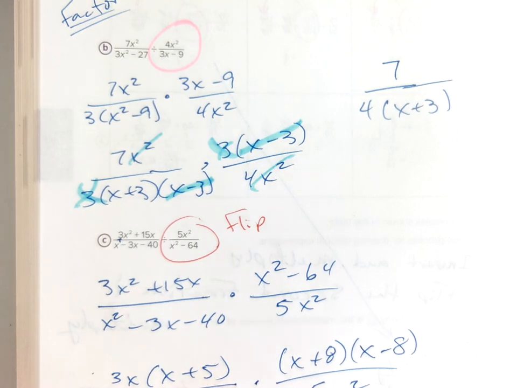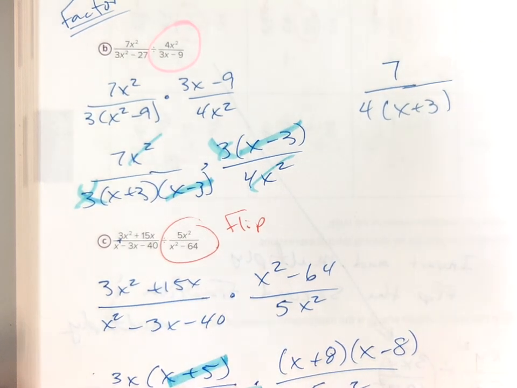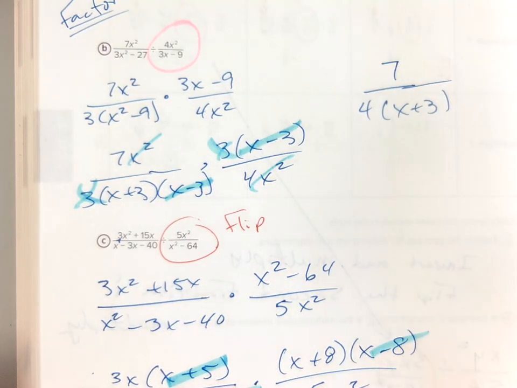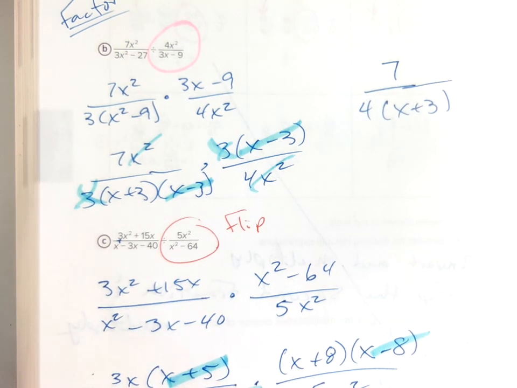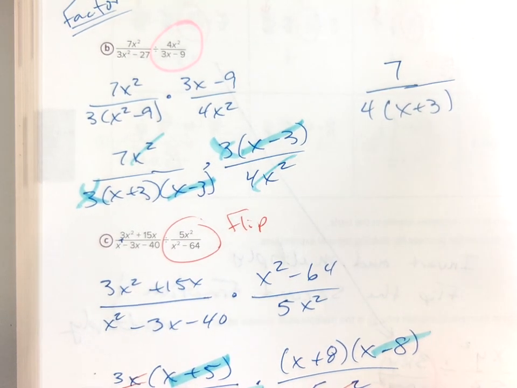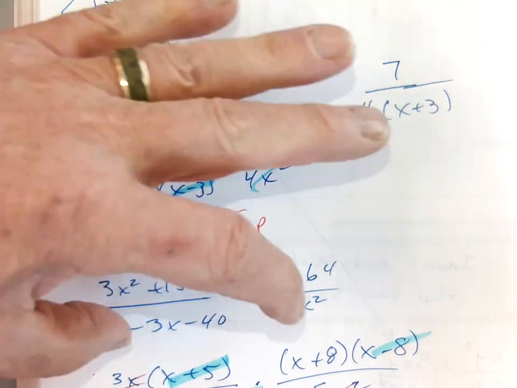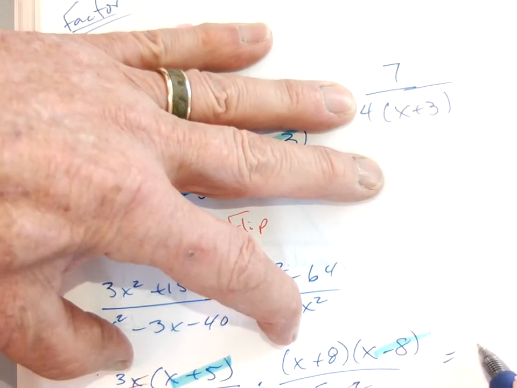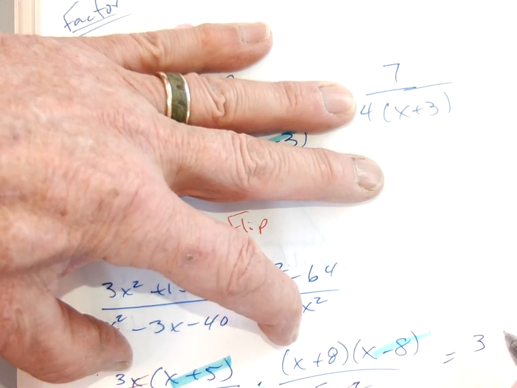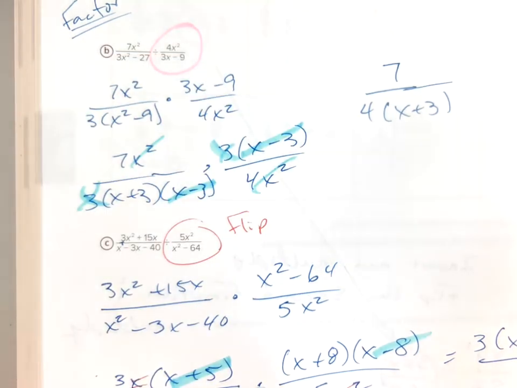Let's see, I can cancel x plus 5. I'm in a hurry, I shouldn't be. Cancel x plus 5 with x plus 5, x minus 8 with x minus 8. I can cancel an x right here, this x for one of those x's, and have just an x left over. I think that's it. So as an answer, in the numerator at the top, I'd have a 3 with an x plus 8, over a 5x. Okay, that's it.